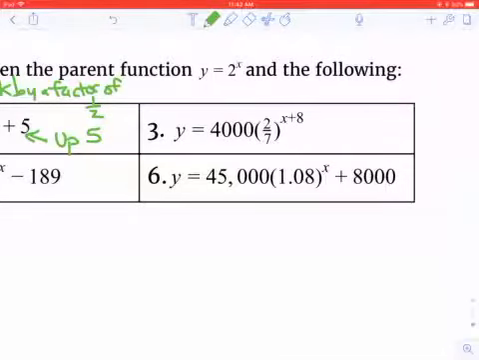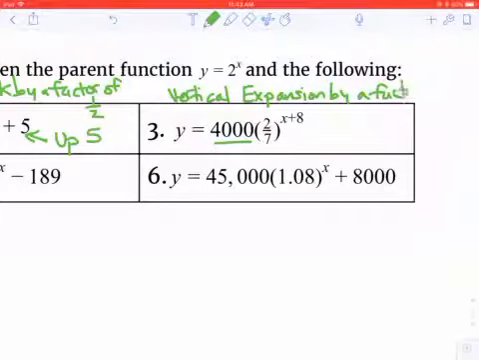In example 3, we have 4,000 out front. That makes it vertically stretch or expand. So I'm going to say vertical expansion by a factor of 4,000. So a big expansion. And then the positive 8 in our exponent makes it go to the left 8.